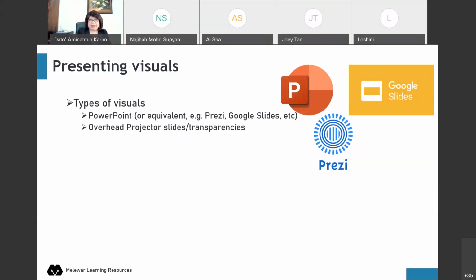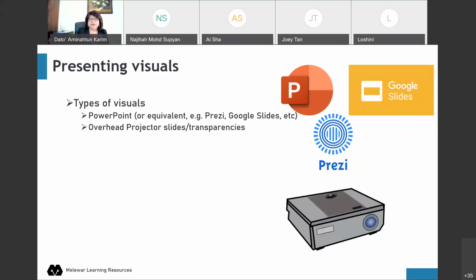Remember that lady, Miss A? I call her Miss A. She used an overhead slide. I don't know how many of you actually use that. People don't use overhead projectors and slides anymore in this day and age, but that is one mode of presenting a visual as well. Can I have a show of hands? How many have seen this? Oh, a few of you have seen it. That's good, although not many of us use it now.